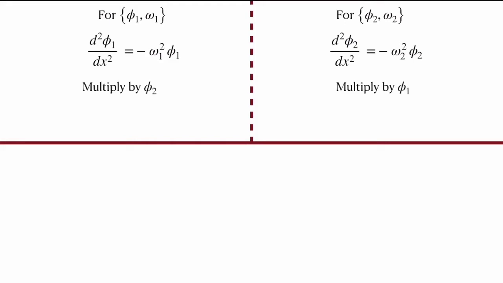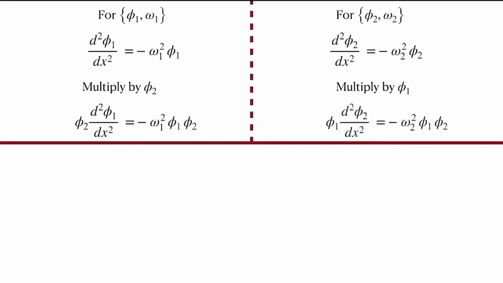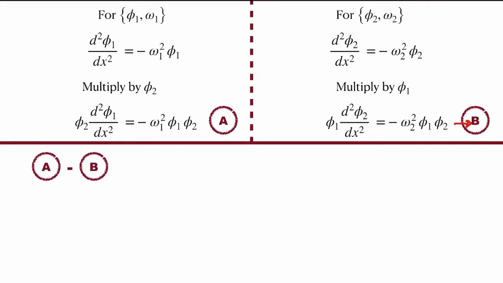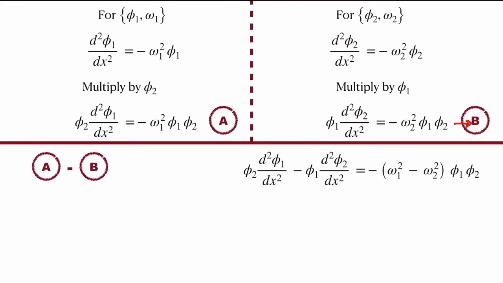Let's multiply the first equation by phi 2 and the phi 2 differential equation by phi 1. That means phi 2 times d square phi 1 by dx square is equal to minus omega 1 square phi 1 into phi 2. On the other side, we have phi 1 times d square phi 2 by dx square is equal to minus omega 2 square phi 1 phi 2. Let's call these equation A and equation B, and let's subtract equation B from A. Then we get phi 2 into d2 phi 1 by dx square minus phi 1 into d2 phi 2 by dx square is equal to minus omega 1 square minus omega 2 square into phi 1 phi 2.